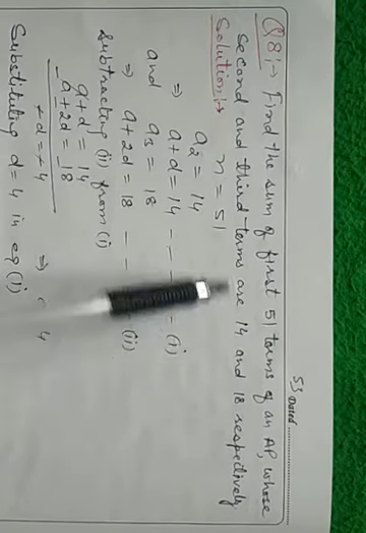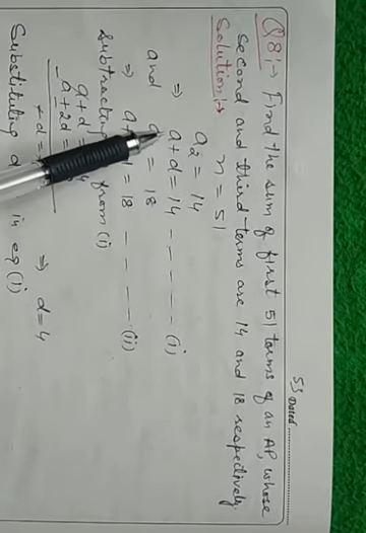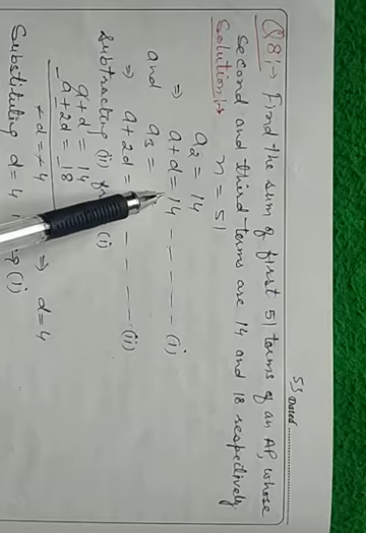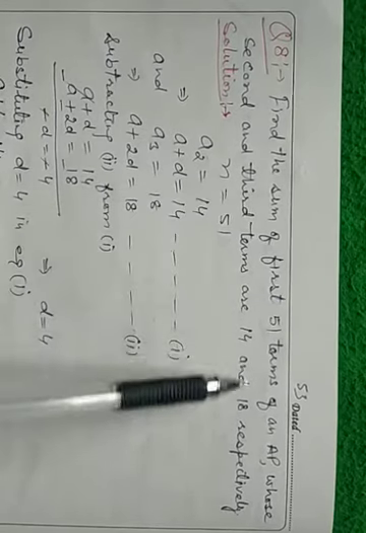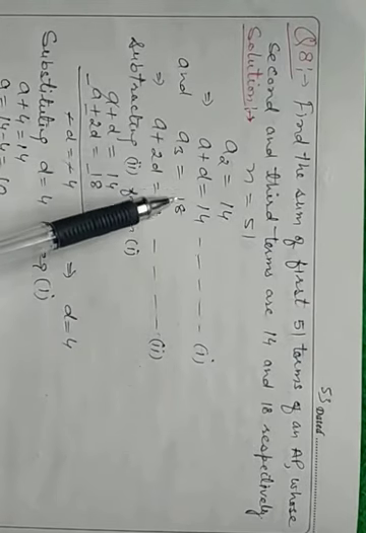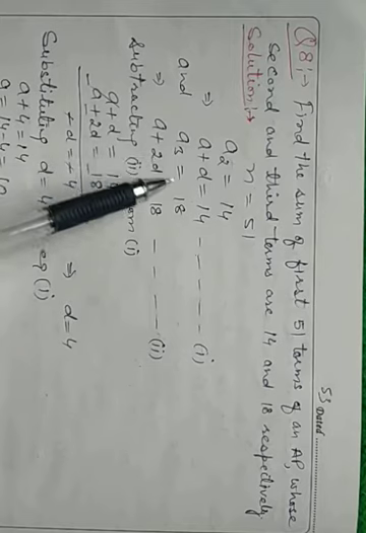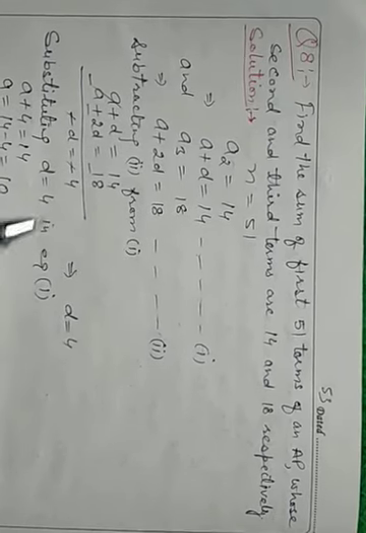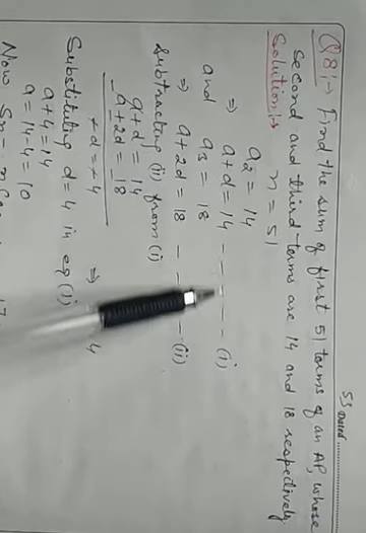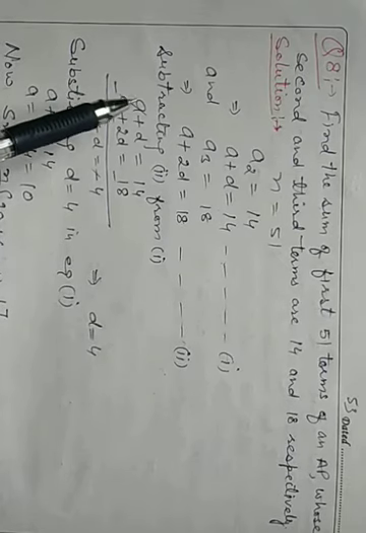Second term is 14. You know the second term can be written as A plus D is equal to 14. And the third term is 18. A3 is equal to 18. A3 can be written as A plus 2D is equal to 18. Now we have solved equations number 1 and 2 already. How do we solve it? By elimination method or substitution method or cross multiplication. We are using the elimination method.